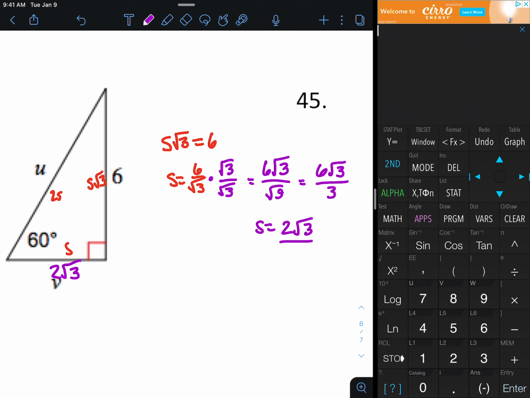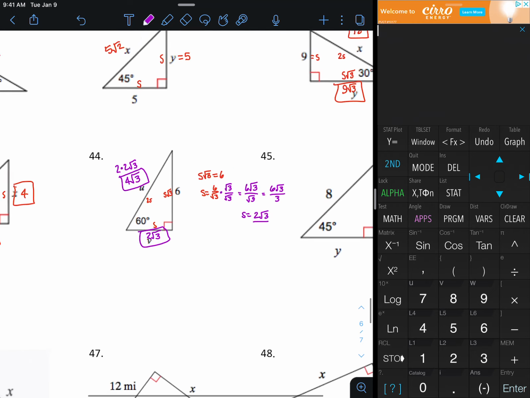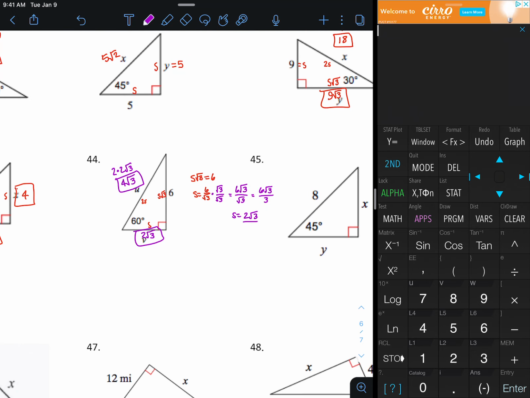Okay, and then once you're done with that, you can go and put 2√3 down here at the bottom, and then over here you need to do 2 times 2√3 for the hypotenuse side right there, and that'll get you 4√3. So that one's a little bit more involved.